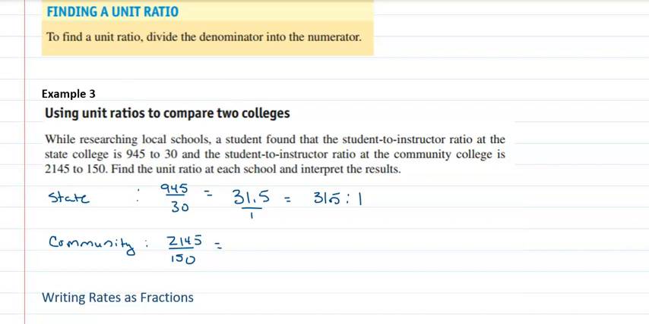All right, and then this one we're going to get 2145 divided by 150 is 14.3 to 1 ratio. So this one has a 14.3 to 1 ratio. So I'm going to fix this so we can actually read it. So think about what this means. If you're looking for a school with more teachers to give you more attention, which one of these would you choose? So the community college has a much lower student to teacher ratio. That means there's less students for every teacher.